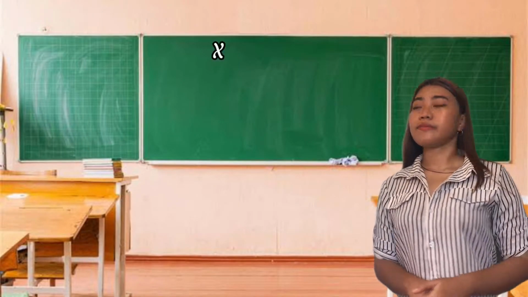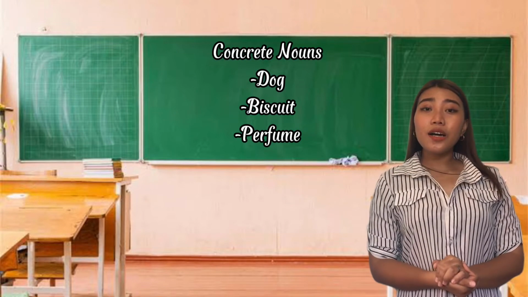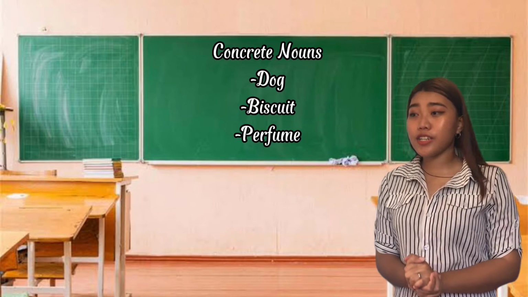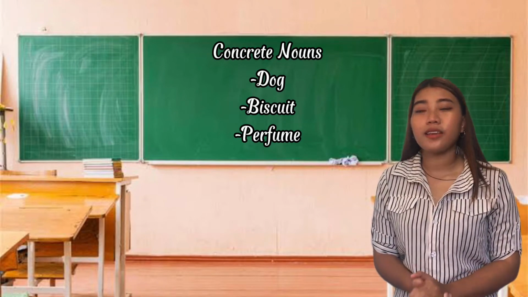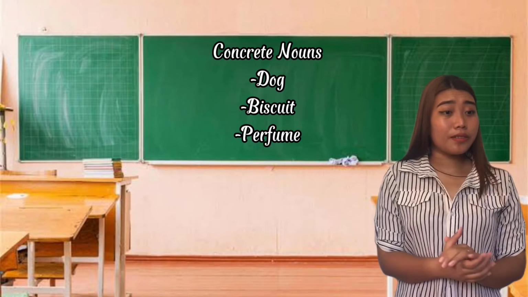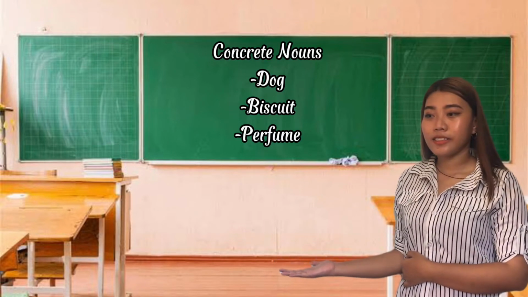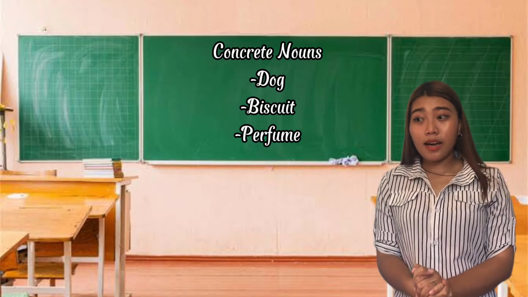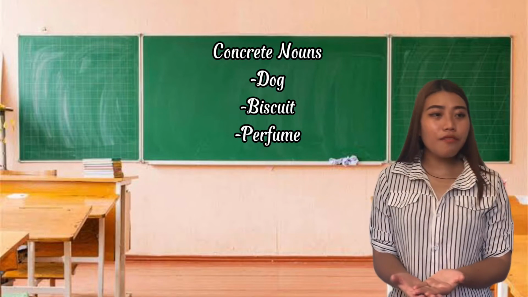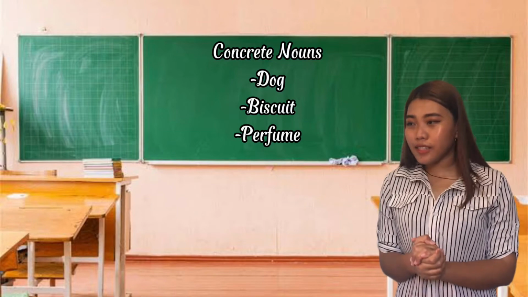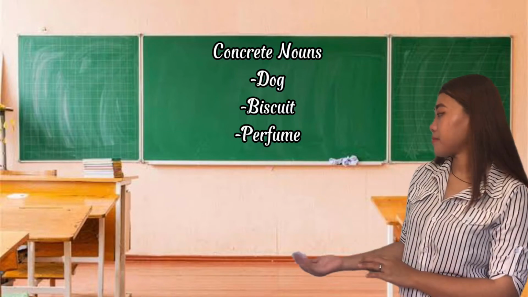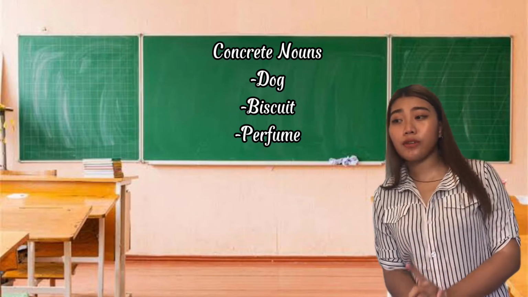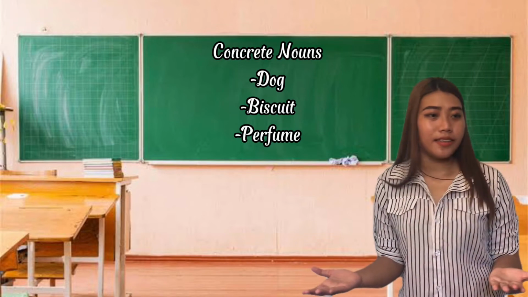For example, a dog. A dog is an example of concrete nouns. Why? Because we can touch it, right, students? Very good. Another example, a biscuit. A biscuit is an example of concrete nouns because we can taste it. Right, everybody? That's good. Another example, a perfume. A perfume is another example of concrete nouns because we can smell it, right?